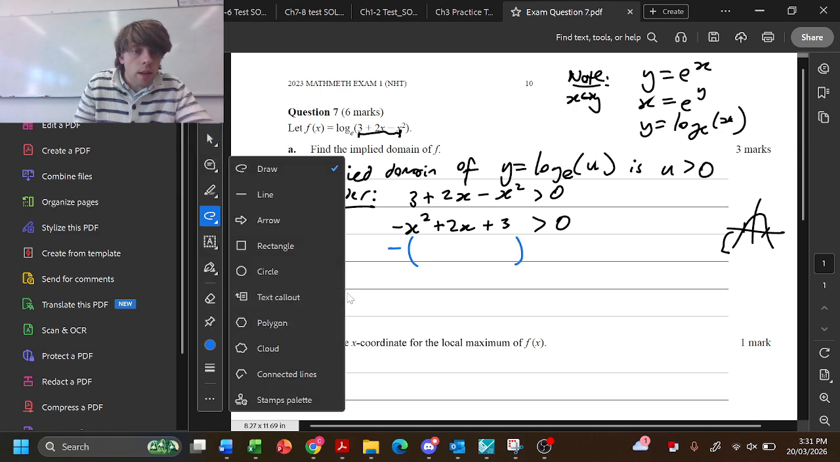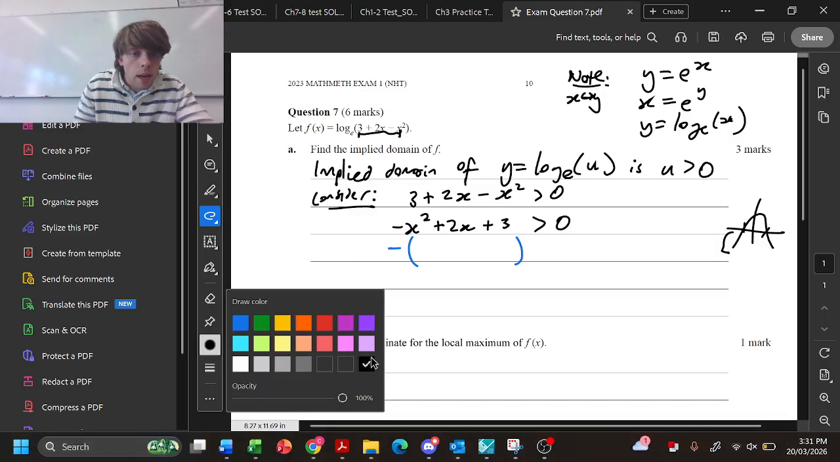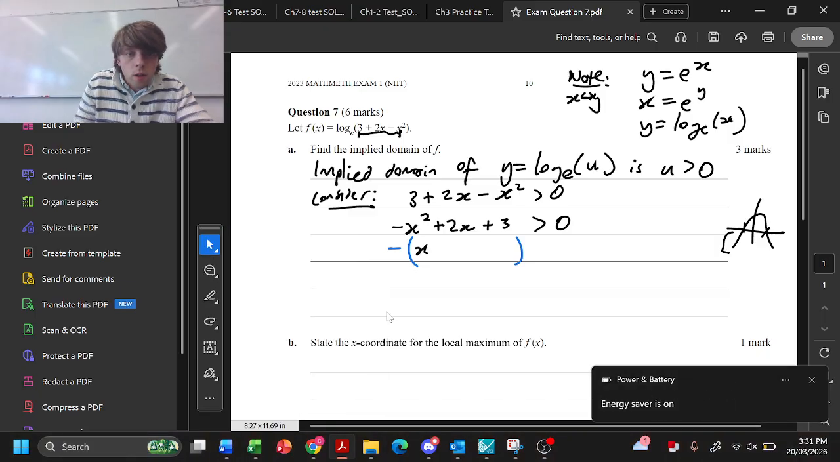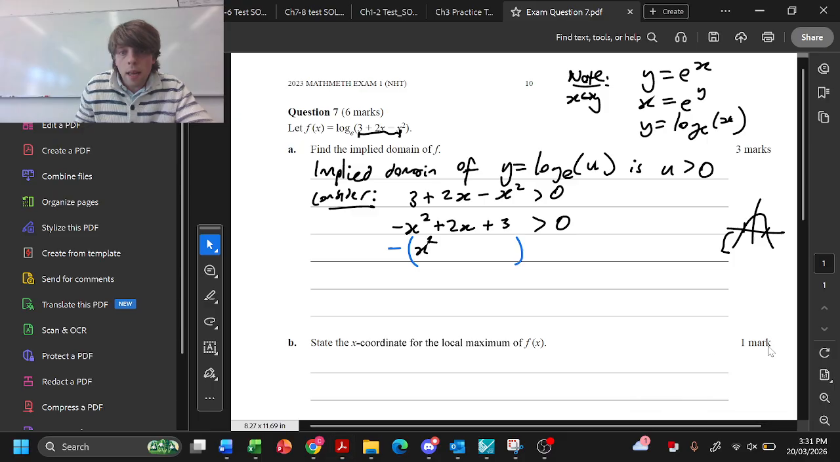Okay, so let's try and do that. Negative x squared divided by -1 gives us x squared. 2x divided by -1 gives us -2x. And then 3 divided by -1 gives us -3. That's what we get, right? We want to figure out when this is greater than 0? Well, that there is a simple quadratic.